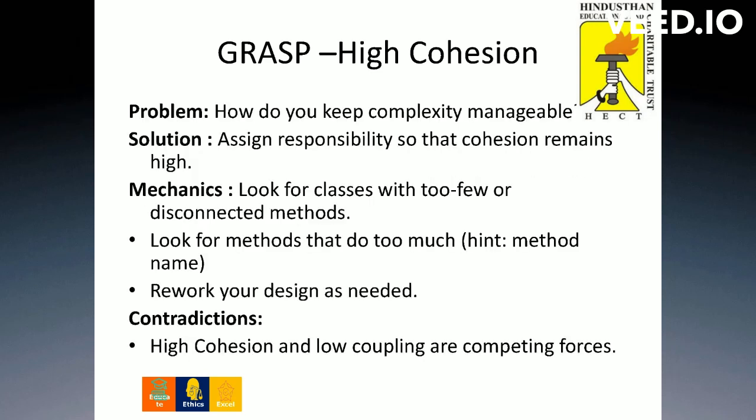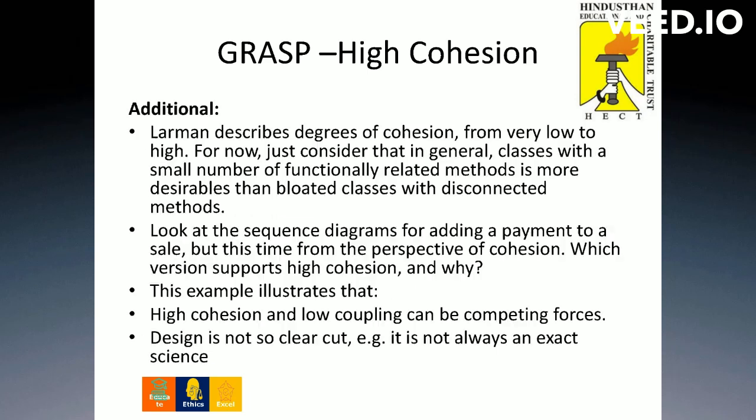High cohesion problem: how do we keep complexity manageable? Solution: we assign the responsibility so that cohesion remains high. Mechanism to solve: look for classes with too few or disconnected methods. Next, look for methods that do too much, and rework the design as needed. Contradiction: high cohesion and low coupling are competing factors.